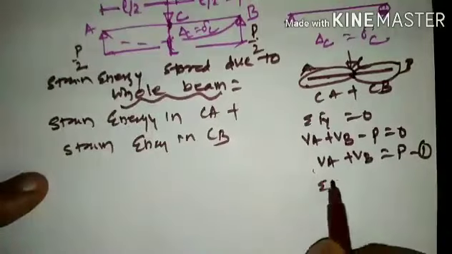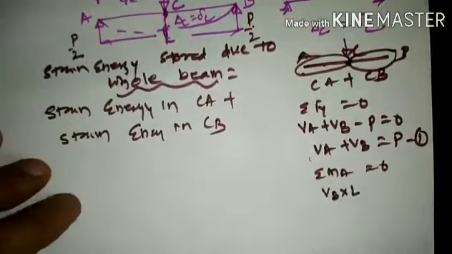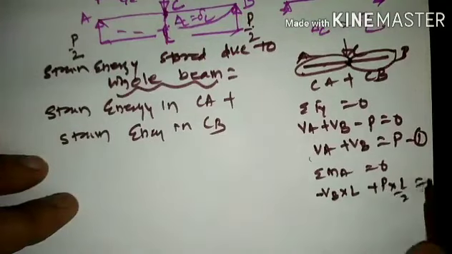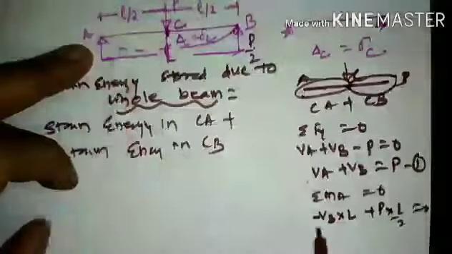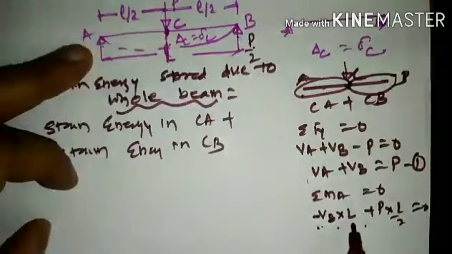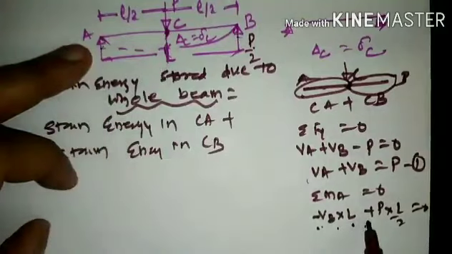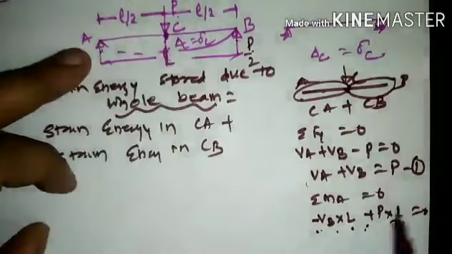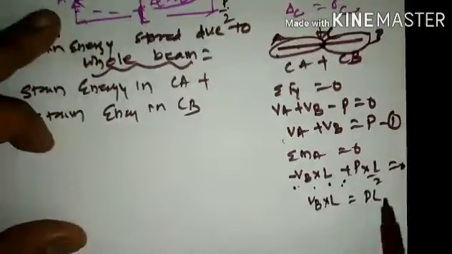Then consider moment with respect to A is equal to 0, which will be minus Vb into L, since with reference to A, Vb rotates in the anti-clockwise direction, plus P into L by 2, which is equal to 0. The distance between A and B is L, so Vb into L. With reference to A, P rotates in the clockwise direction, so positive. The magnitude of the load is P, and the perpendicular distance between A and P is L by 2, so P into L by 2. So Vb into L comes out to P into L by 2.